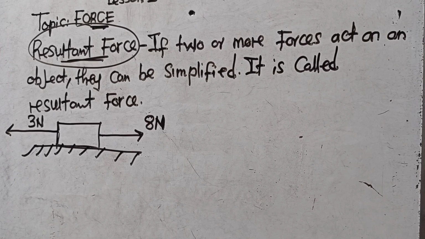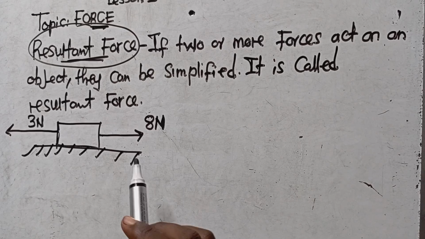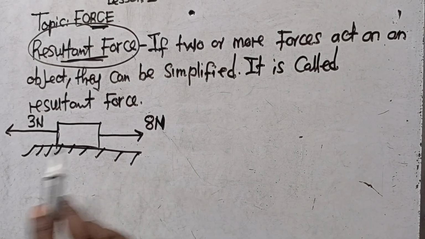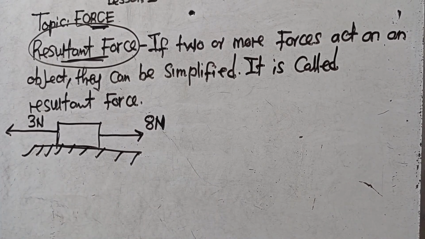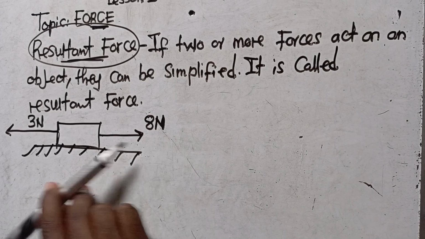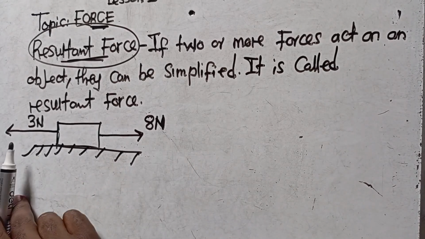So I want you to understand this. Whenever you've got two forces going in the opposite direction, you need to subtract to find the resultant force. You always start with the bigger one. Since this one is bigger than that, the direction of the force will be this side.